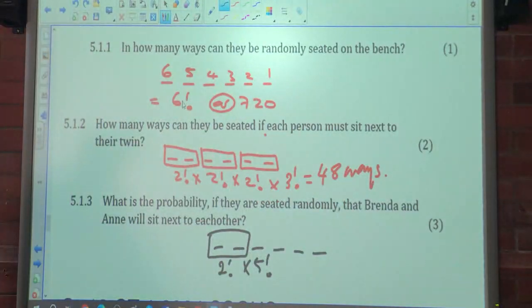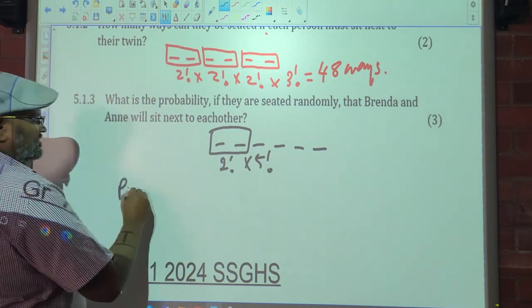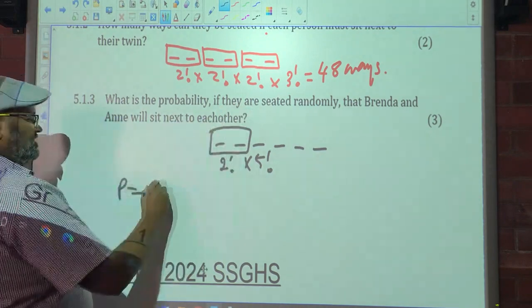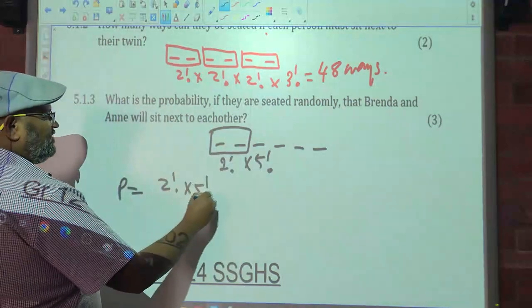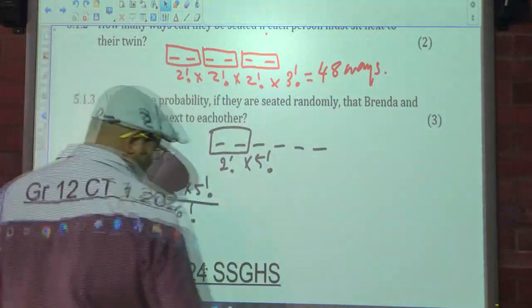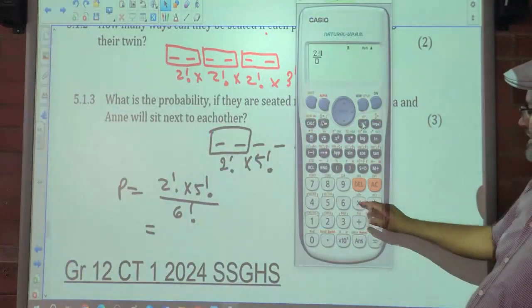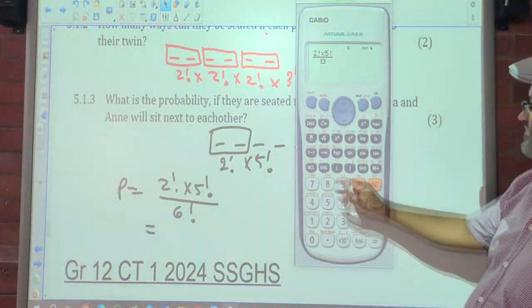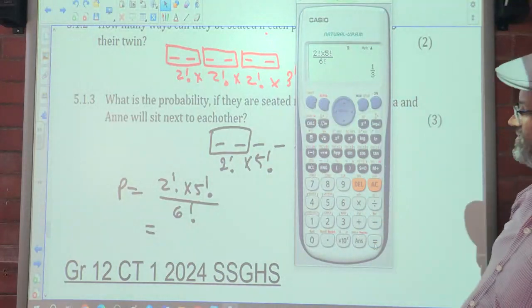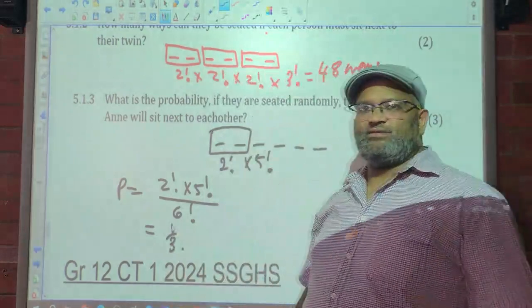But they ask us for the probability. So the total number of outcomes is 6 factorial. So the probability is going to be the number of favorable outcomes, which is the condition, 2 factorial times 5 factorial, over the possible outcomes, which is 6 factorial. So it's 1 out of 3 chance they will sit next to each other.